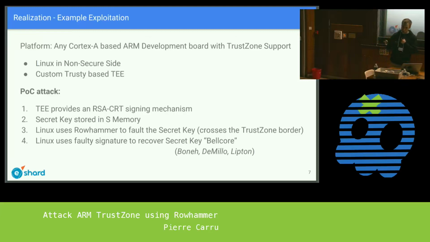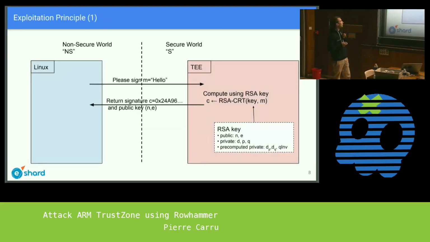And we'll use Rowhammer in order to fault some keys in the secure region of memory. And then this will allow us to retrieve private keys using a well-known crypto attack, which is the Bellcore attack, if you're familiar with it. So this is the picture of it. You have a Linux program here. You're asking the TEE, the trusted OS, to sign a message for you. The secure system will use some keys that are stored in its private space, in the secure space, and then it will return a signature on the public key.